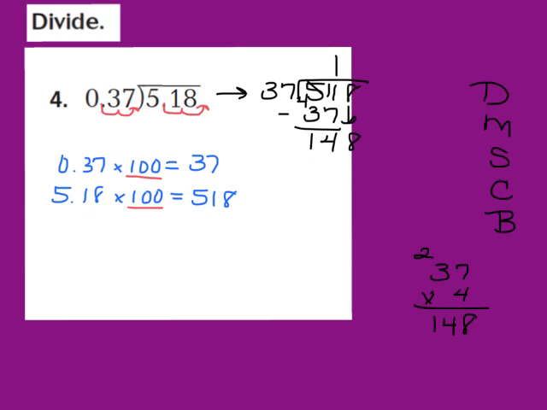Our guess and check was pretty good because what we now know is I have 148 here and I have 148 here. So I'm going to go ahead and write this 4 up top. And once again, I know that 4 times 37 is going to take me to 148. So I'm going to write down my 148, and I'm going to now subtract. And that leaves me with a remainder of 0. Well, when my remainder is 0 and there's no other numbers left to bring down, we've already divided all the numbers, we can go ahead and stop our division. So what we know is 5 and 18 hundredths divided by 37 hundredths is going to give us a quotient of 14.